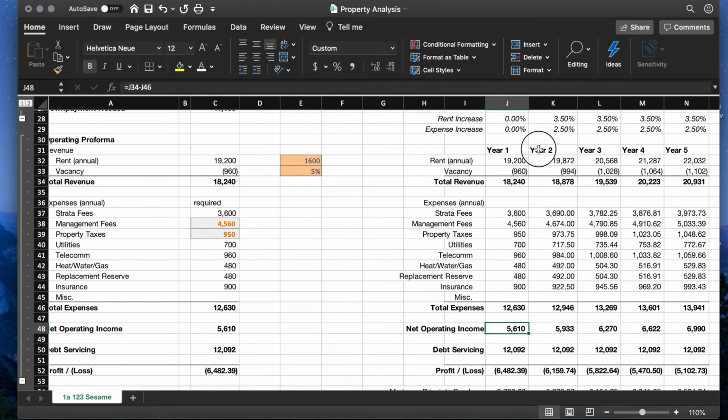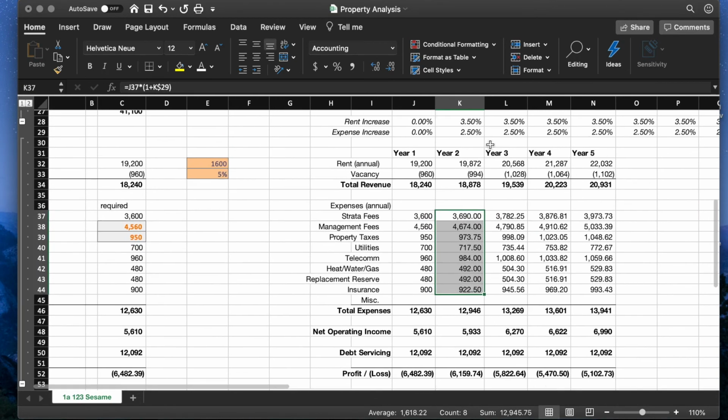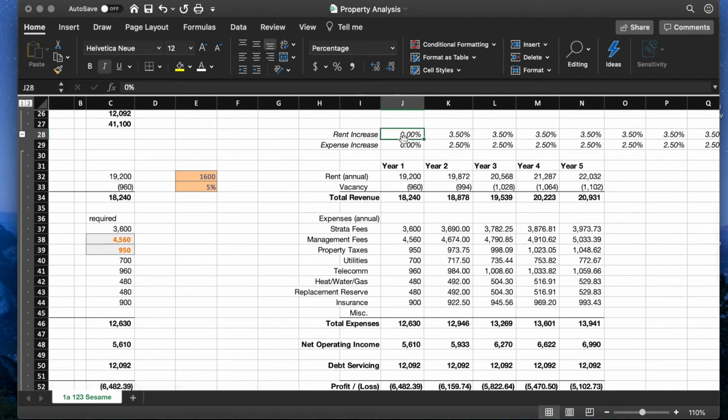The next thing we've done is we're starting to project out every single year. And what's going to happen is every year you're going to increase rents by a percentage basis, and more than likely your expenses are going to go up by a percentage basis as well. And so I have a little table up here that allows for that. So year 1, there is 0 increase, but every year thereafter, we're going to increase our rents by 3.5%.